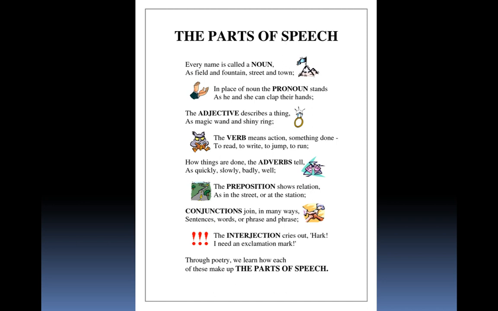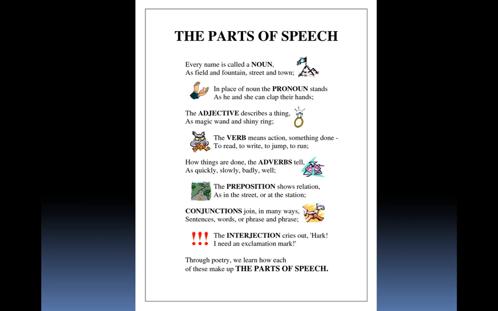How things are done? The adverbs tell. Now how is the verb functioning? Who defines it? Who tells it? The adverb. As quickly, slowly, badly, well. If I tell you that you are writing beautifully, writing is a verb. You are doing an action. And how are you doing that action? Beautifully. The manner in which you are performing the action, that is the adverb.